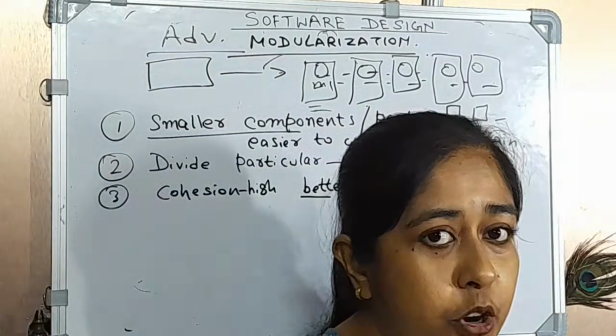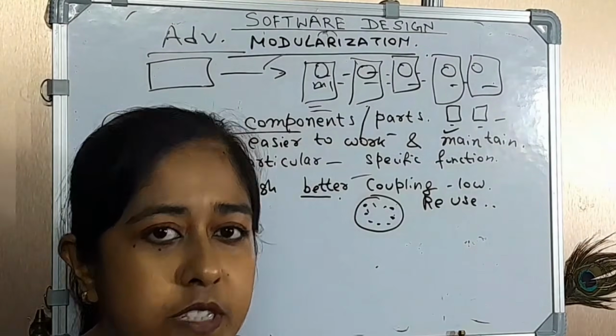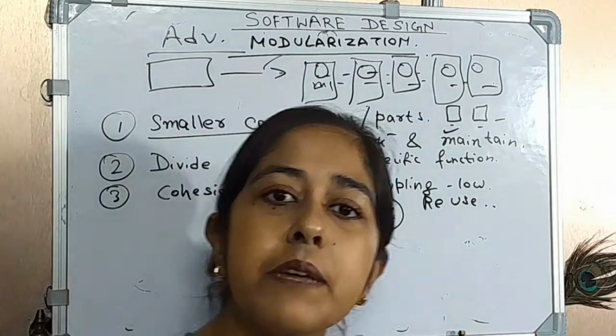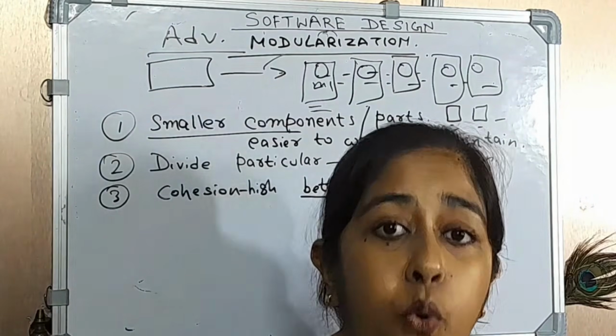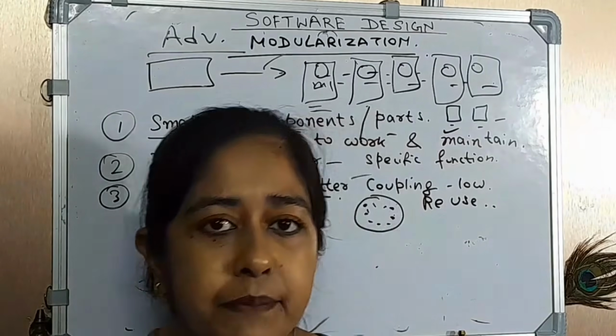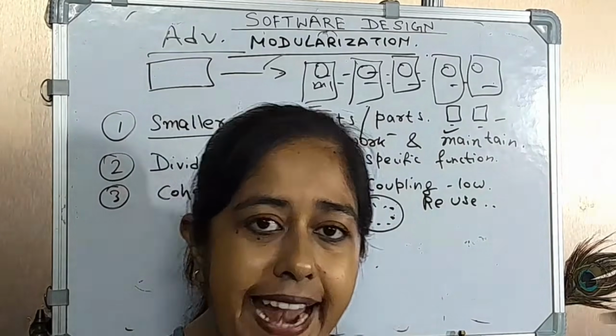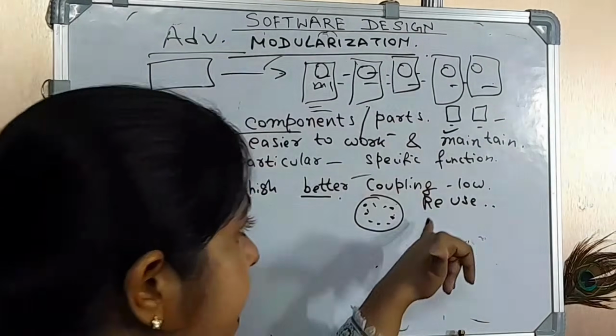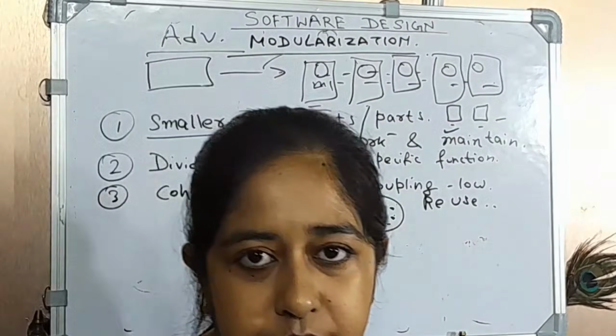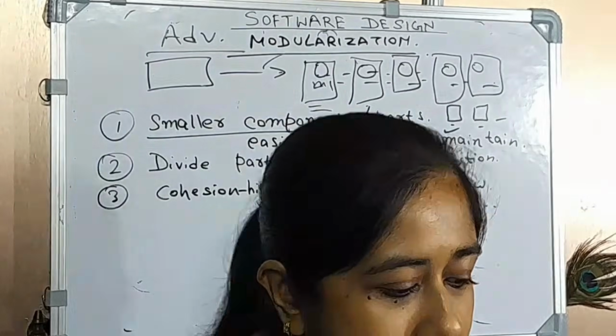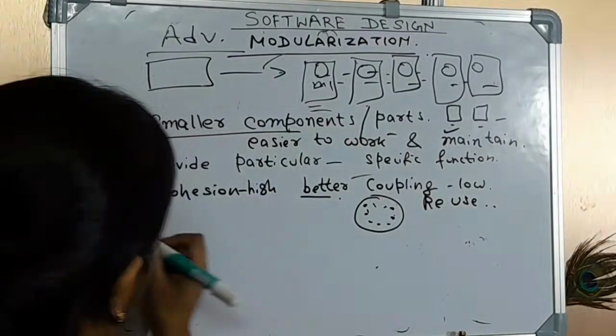We have seen in the RAD model that we were reusing particular modules and reusing the code so that time can be saved. So in that kind of model, if cohesion is high, then you can easily reuse it. Done?